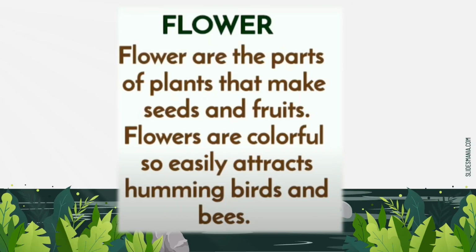Now, what does a flower do? A flower is actually a part of a plant that makes seeds and fruits. They are colorful and easily attract hummingbirds and bees. And it turns into fruits.